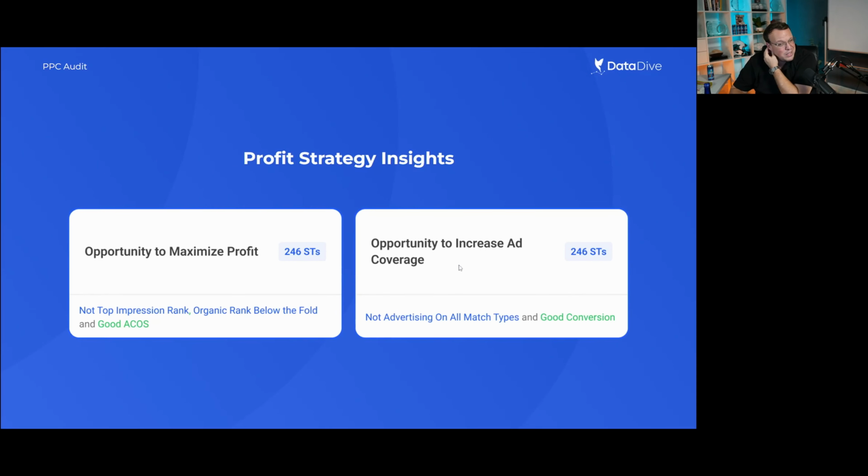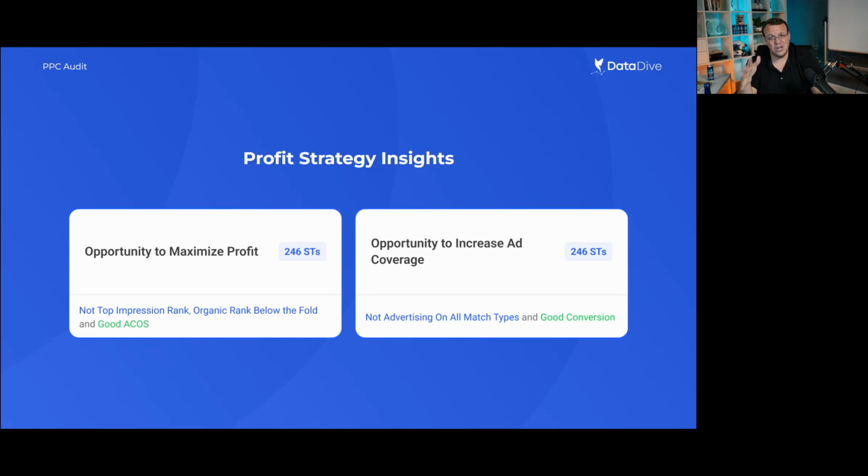This one's opportunity to increase ad coverage. So not advertising in all match types and good conversion. Now this one, it means that you don't have a phrase or an exact campaign running targeting this keyword. It's not necessary to have all of those in there. So if you get some keywords in there, and let's say that your impression rank is in the top 1, 2, or 3, maybe you don't want to turn on a phrase campaign. Maybe you tested it before and it didn't do as well as the one you kept on, so you kind of backed it off, right?